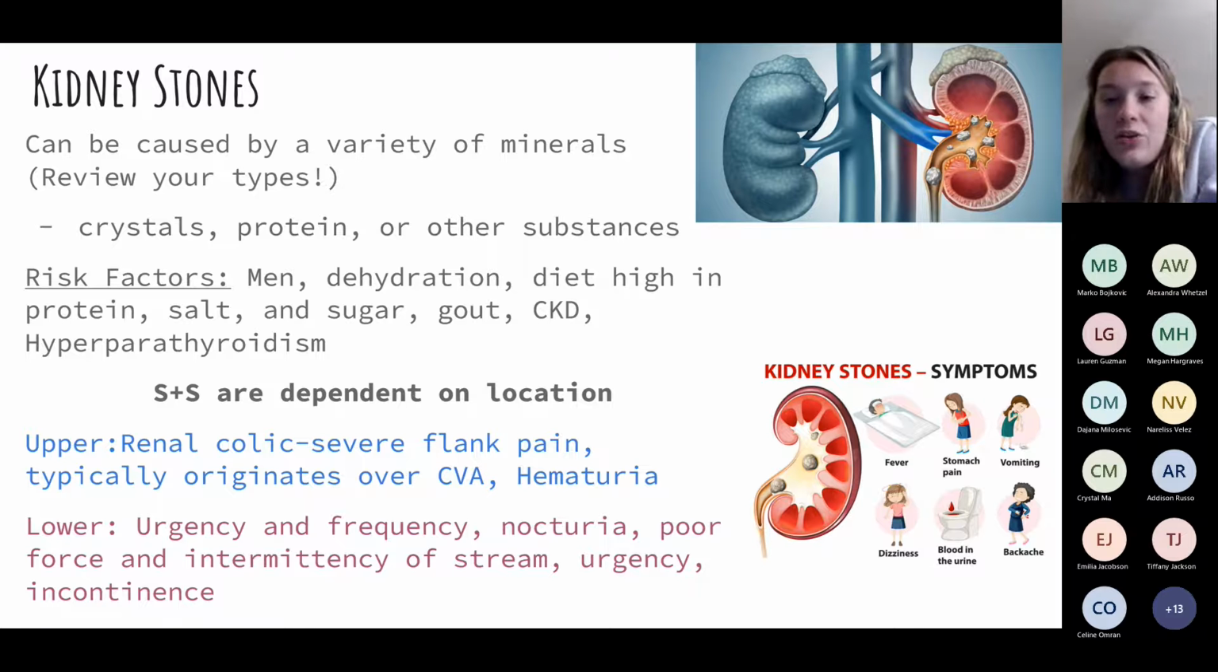So if you're having a kidney stone in that upper tract, that's when we're going to see more of that severe flank pain, usually around the CVA, and you might see some blood in the urine. When we have a lower UTI, that's when we're going to have more issues with urination itself. So just keep that in mind too.